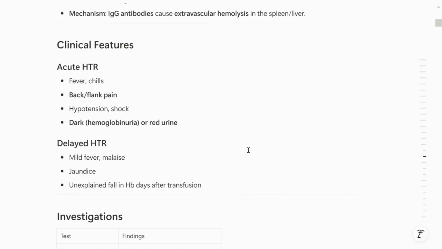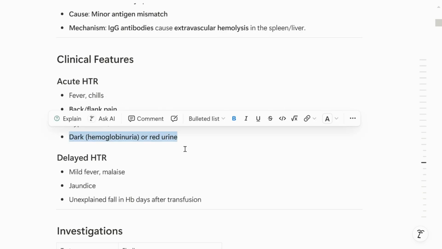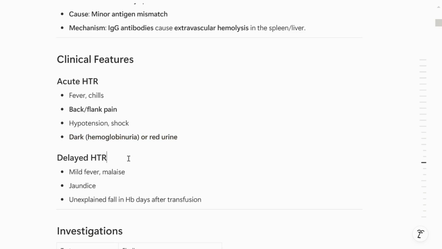So further talking about the clinical features which can occur. In acute hemolytic transfusion reaction, the patient can develop fever, flank pain, and most importantly, shock along with dark red urine. These are very important key factors to know. Whereas in delayed hemolytic transfusion reaction, the patient might experience mild fever, fatigue, and jaundice can also be there. And as there is a decrease in the hemoglobin after a few days, we can suspect a delayed hemolytic transfusion reaction.